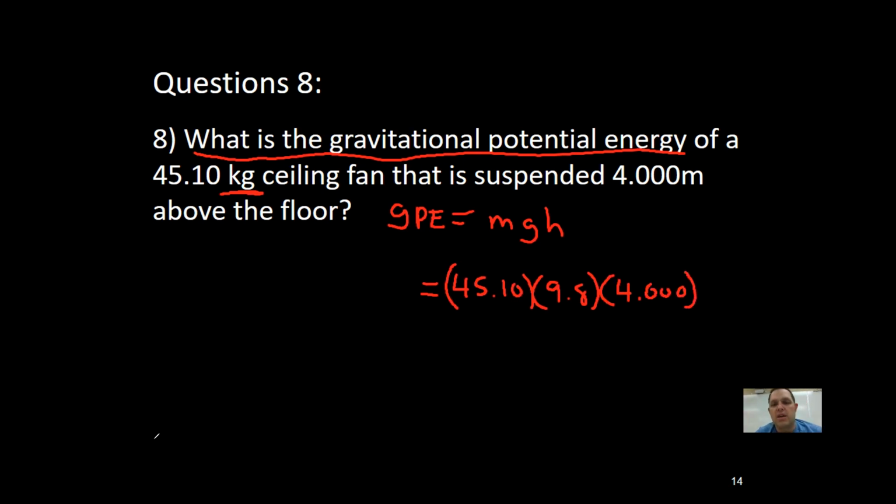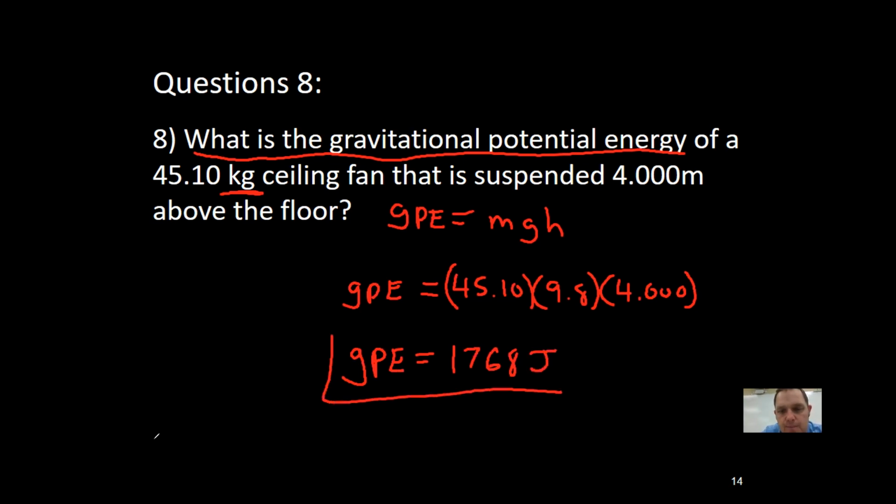All right, so we have everything here. Let's plug this into our calculators. And what do we get for our gravitational potential energy when we're all done? I get 1,768. We can't leave it like that. I don't know what that is. Is that years or money? That's joules. Now, just a reminder, I'm using 4 sig figs because there are 4 sig figs in the problem.